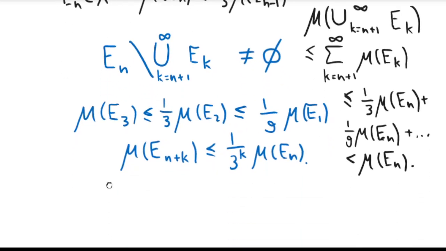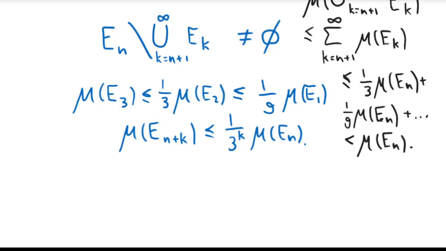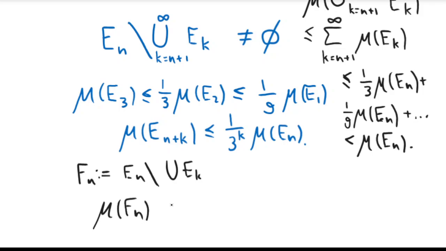So the point of this is that by construction, we took En and we subtracted off a set, but the measure of that set is strictly less than the measure of En. And so the resulting set that you get, if you define Fn to be En minus the union of all of the Ek, this forces the measure of Fn to be bigger than 0 still.